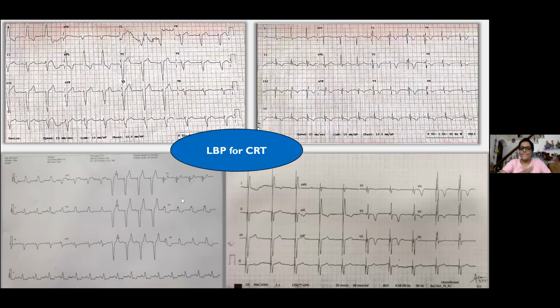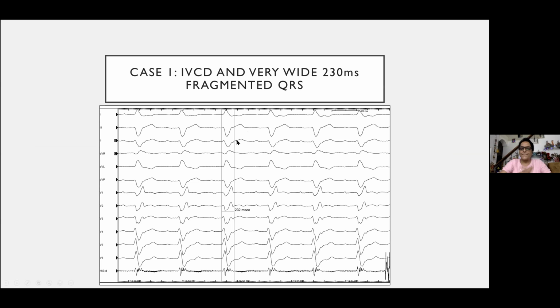Now, where does it become important? It becomes important in a case like this. This is the first case. QRS is 230 milliseconds, completely fragmented QRS. It's an IVCD. It looks like LBBB, but it's not typical LBBB. You see so much fragmentation here. In some portions of V1, it might even look like an RBBB. So it's basically an IVCD. You cannot classify it as either, and it is very fragmented.